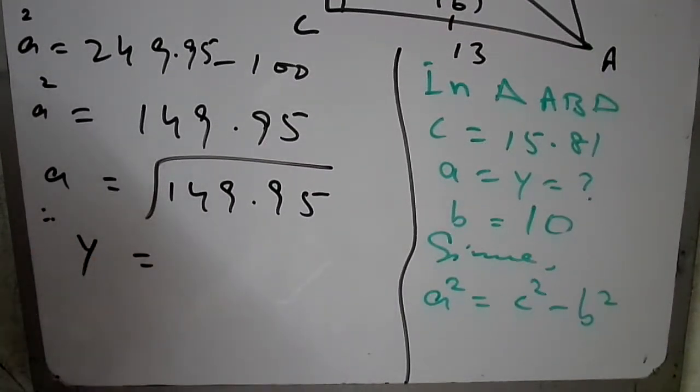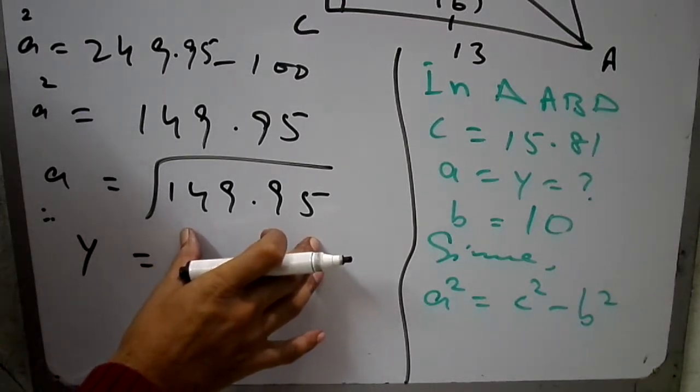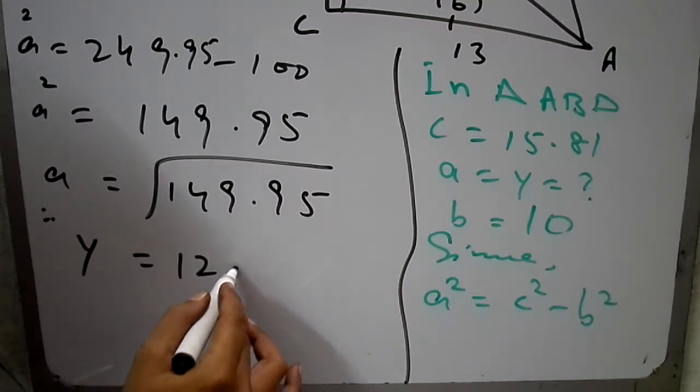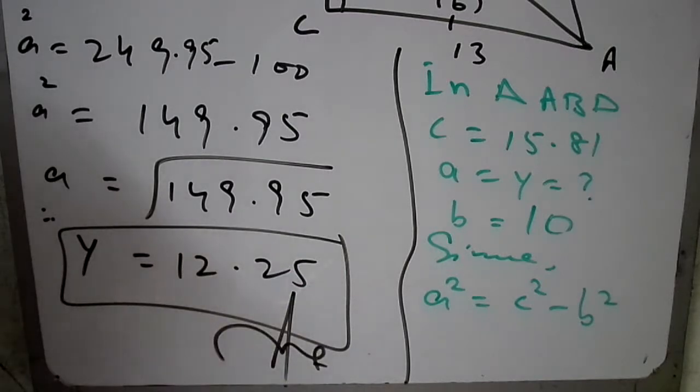So what is the value? So find the under root of it, you will get approximately 12.25. So that is the value of y. So that is your required result.